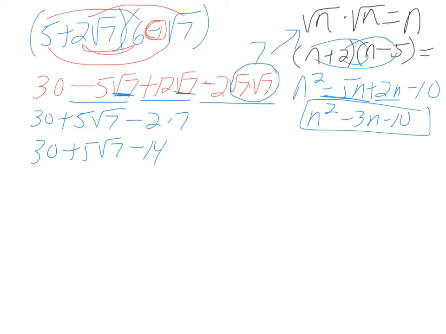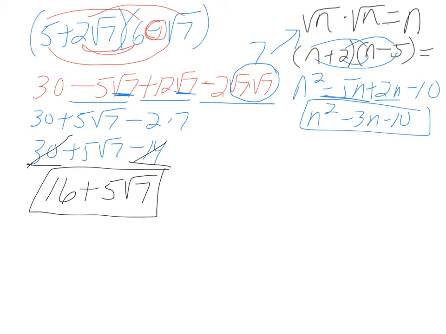And to do some more cleaning up here, I can put this together and this together. I cannot put it with the 5 square root of 7 because the 30 and the 14 do not have a square root of 7. So 30 minus 14 is 16. So I'm done with those. And then I have my plus 5 square root of 7. So that would be my answer.